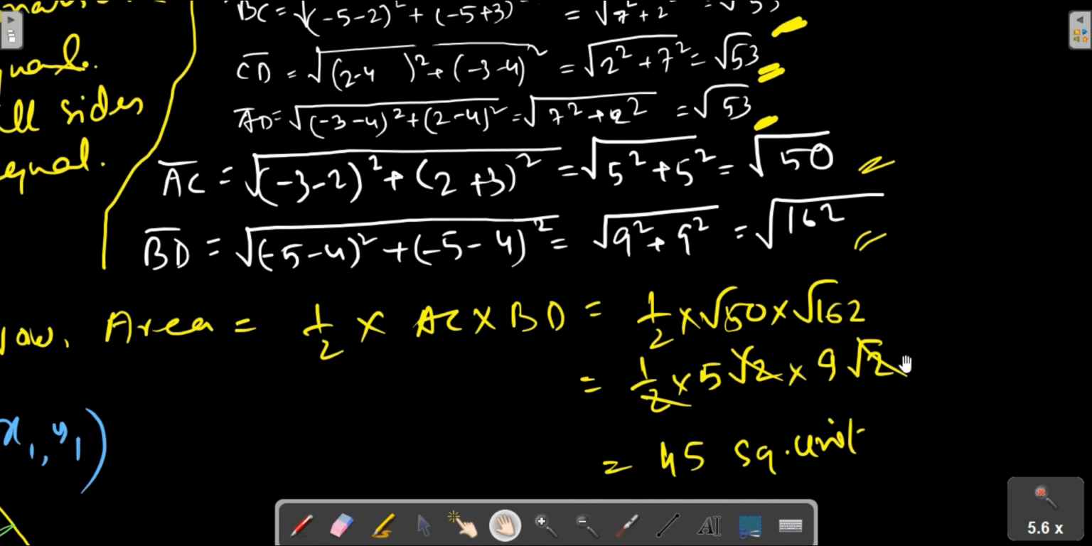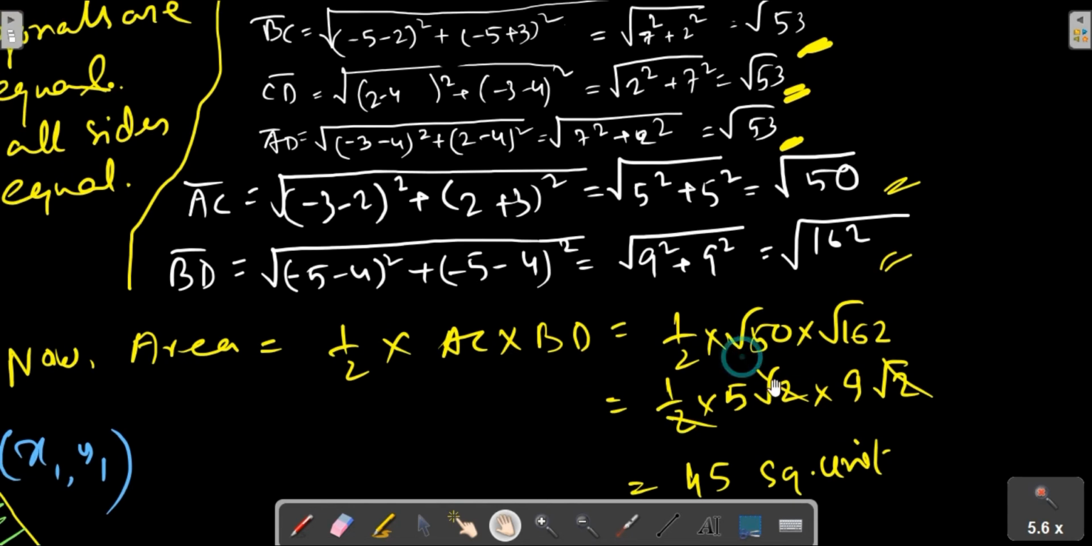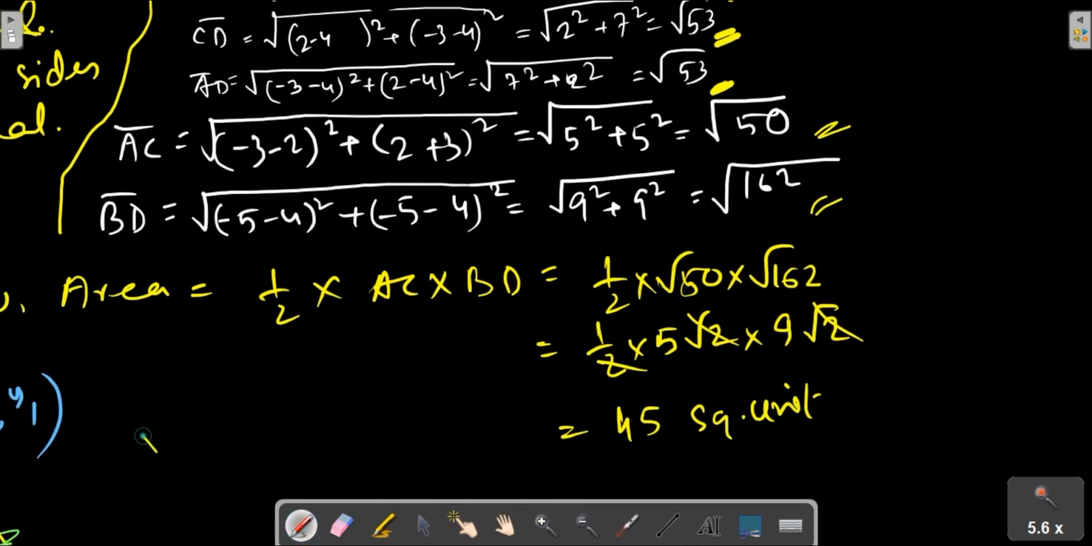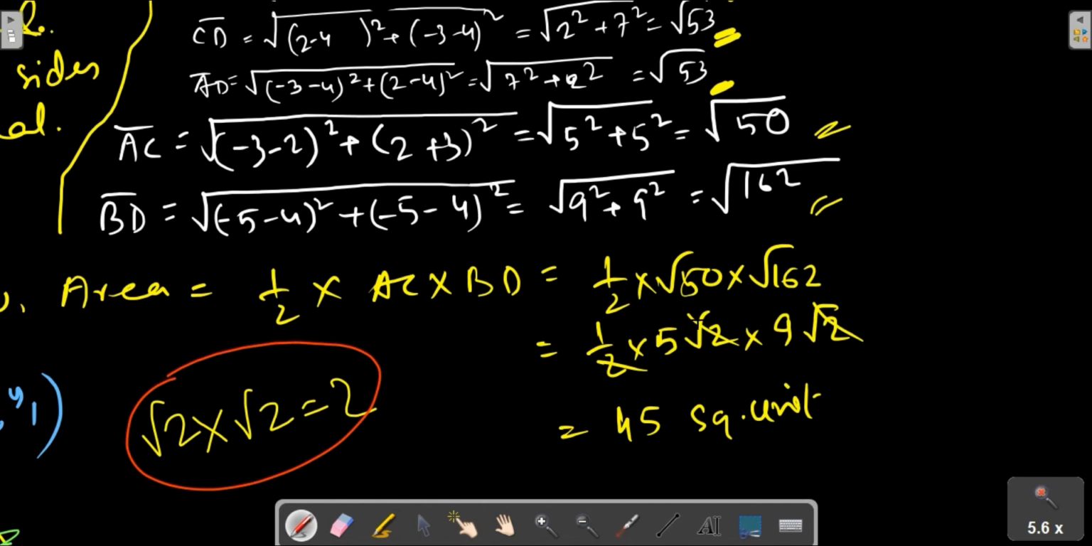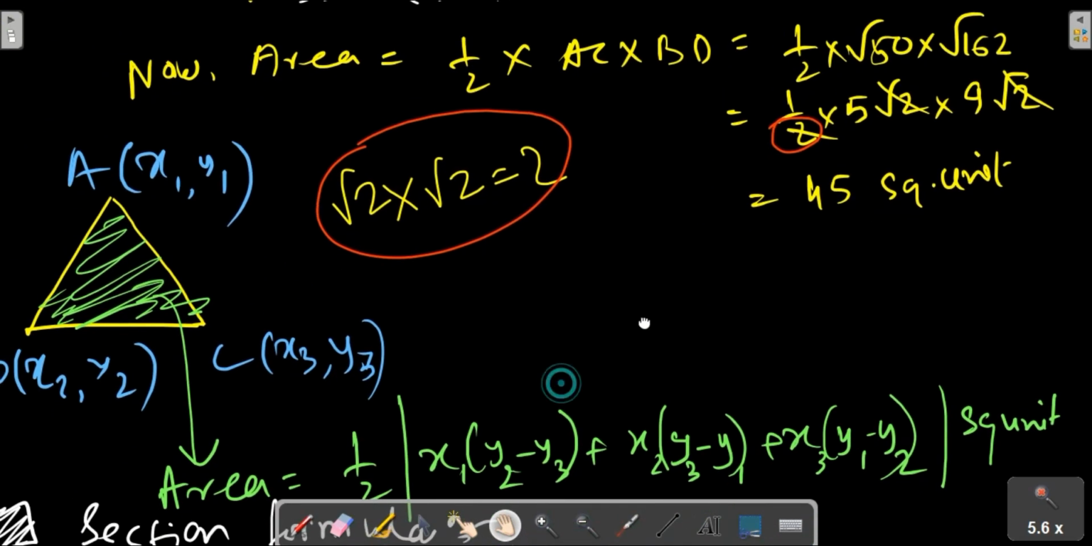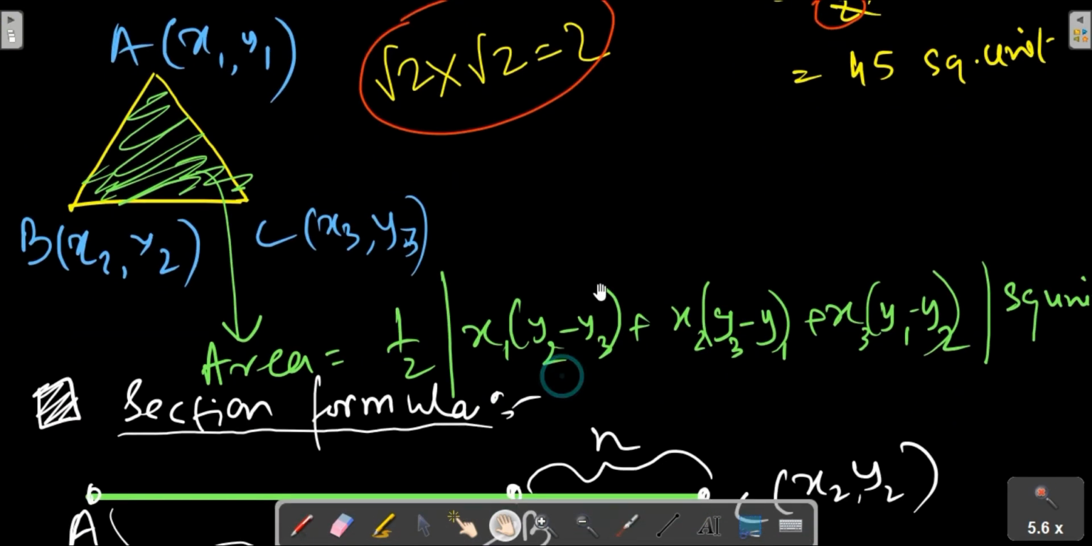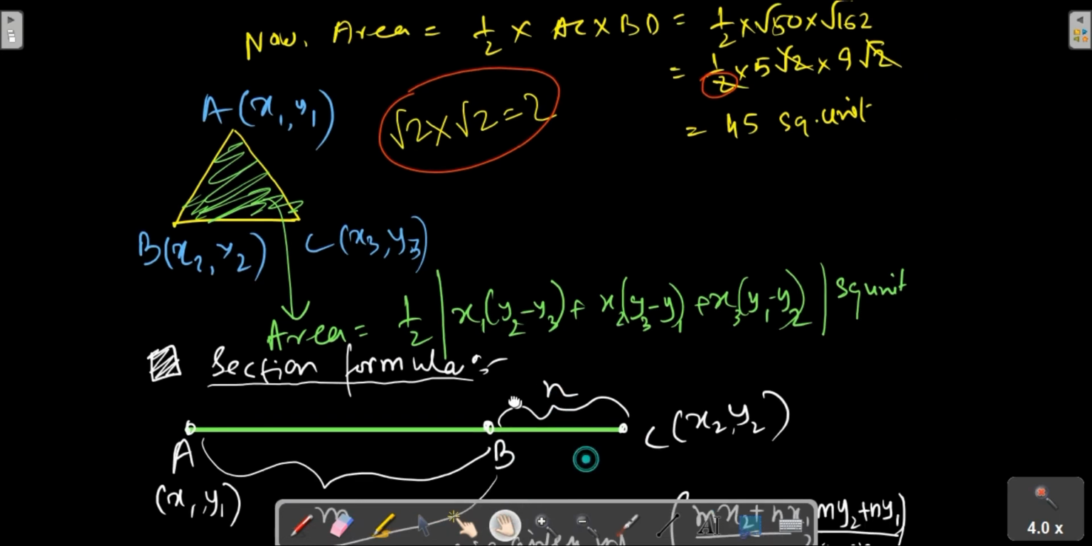So it will be 9 root 2. Now I have cancelled the 2 with both root 2, because root 2 into root 2 gives you 2, so we can cancel it with the single 2. So we have got 9 into 5, 45 square units. Okay, so this was a doubt. Now we'll go for the next new sums that we will learn in today's class.